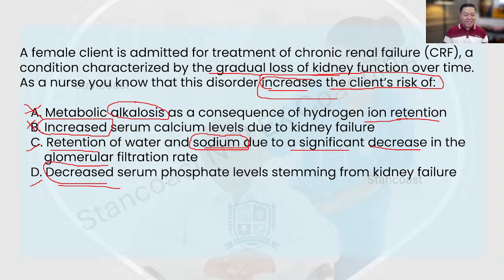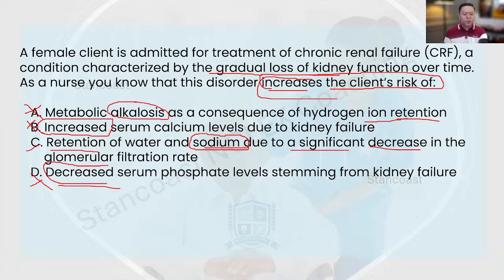So in this scenario, the chronic renal failure will lead to decreased glomerular filtration, and that is why the person will end up with retention of water. It will cause the dilutional type of hyponatremia. Okay? That is why we're going to select letter C as our correct answer. Letter D is wrong. Now let's move on to the next.